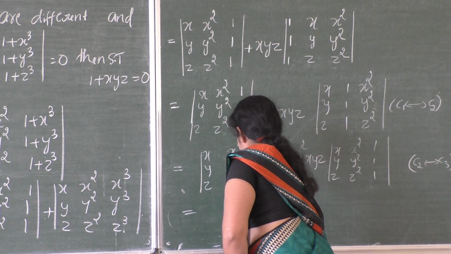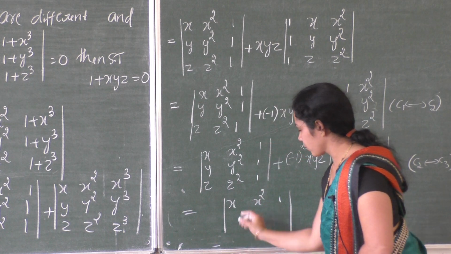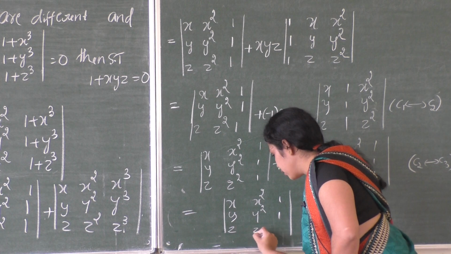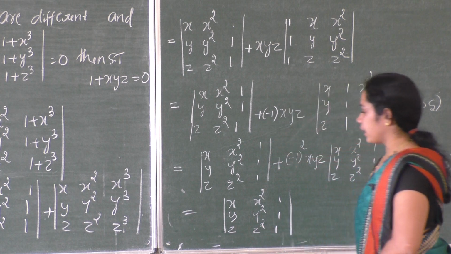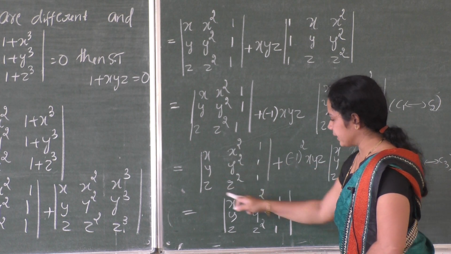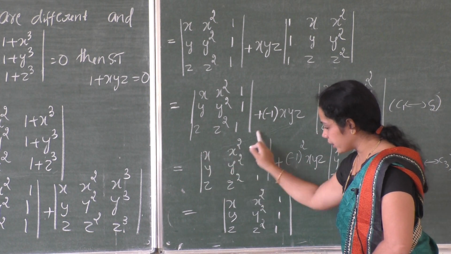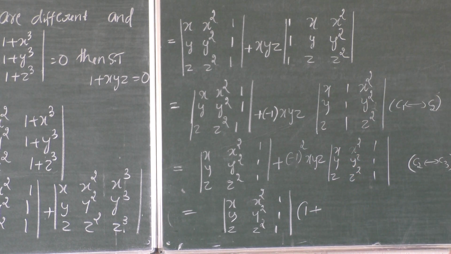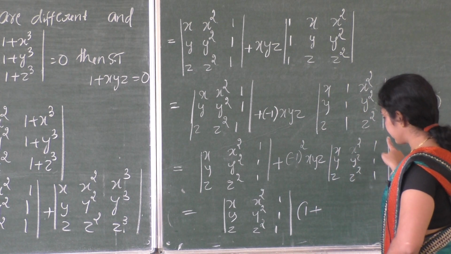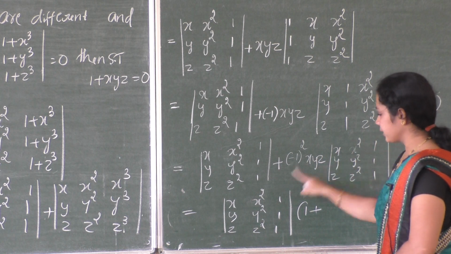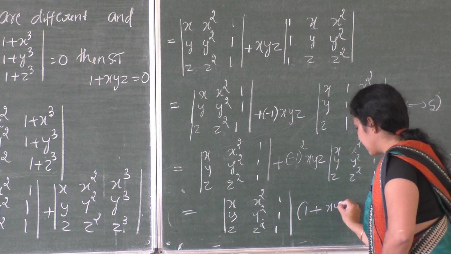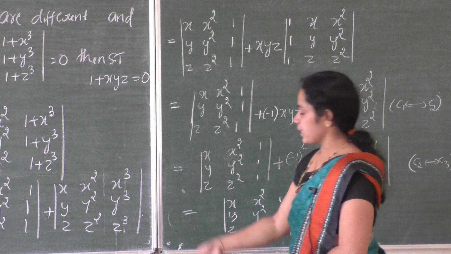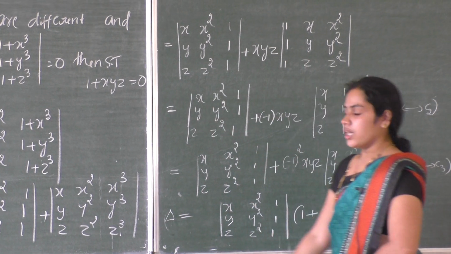Now these two determinants are equal, so we can take that outside. x, x square, 1, y, y square, 1, z, z square, 1 is outside. What is remaining here? This whole thing is outside, so remaining is only 1 plus xyz. Now this is the same as delta.